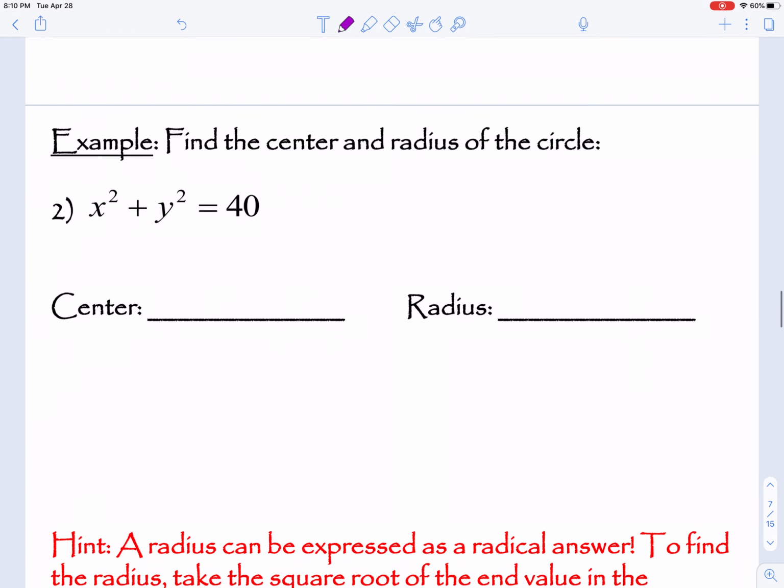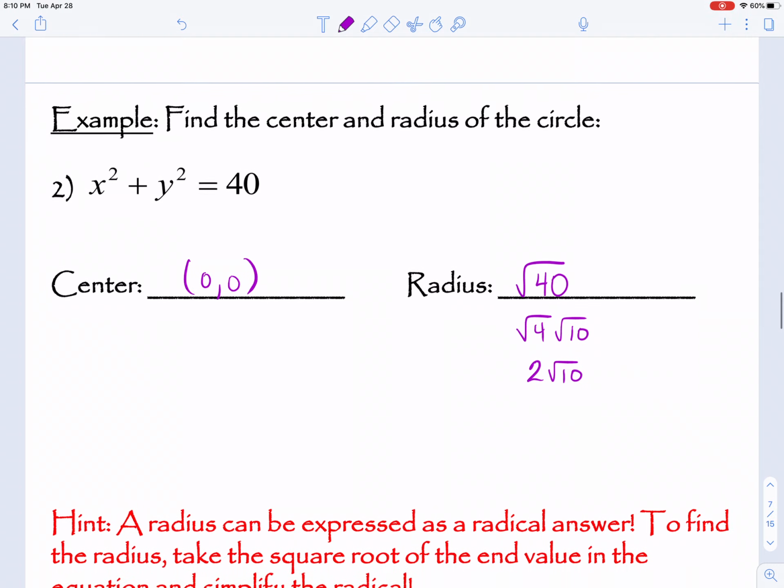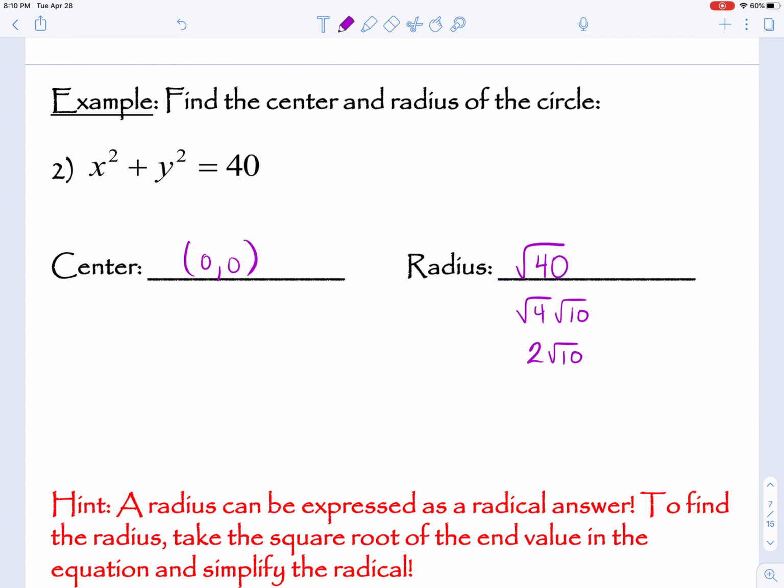Find the center and the radius here. Again, we get the 0, 0. And since it's set equal to 40, now we're going to have an irrational answer, square root of 40. Sometimes they'll say simplest radical form, so I would break it down to square root of 4 times square root of 10, which is 2 radical 10. So you're not always going to have a rational radius if, in general form, x squared plus y squared equals a number that's not a perfect square.